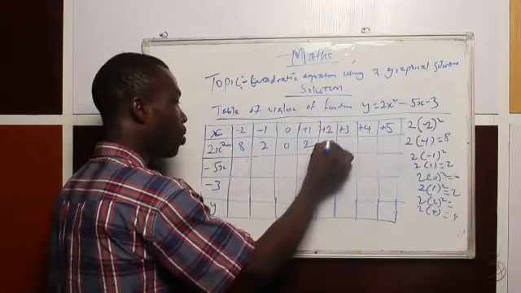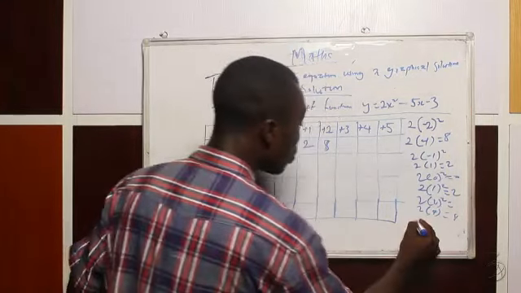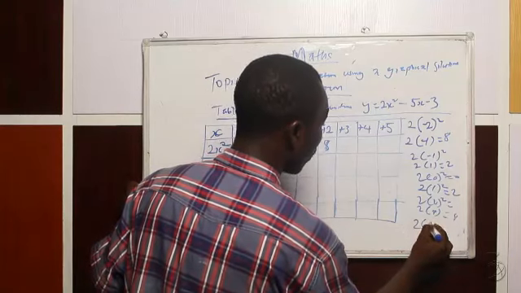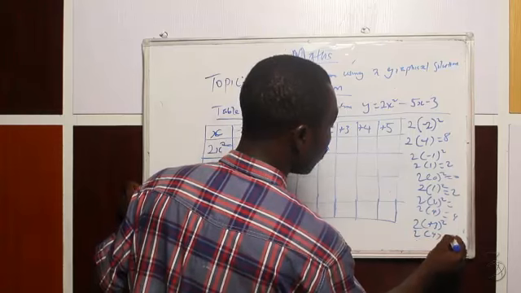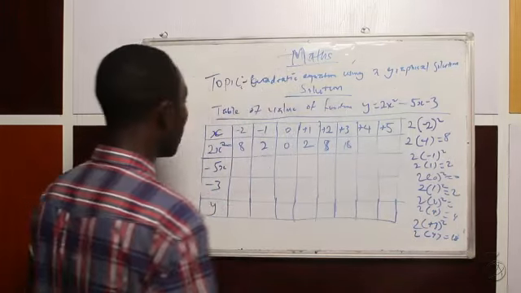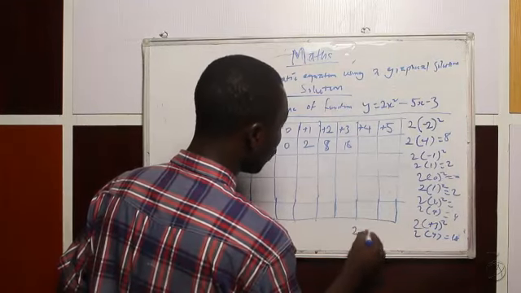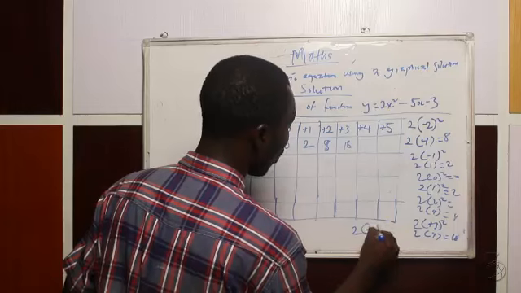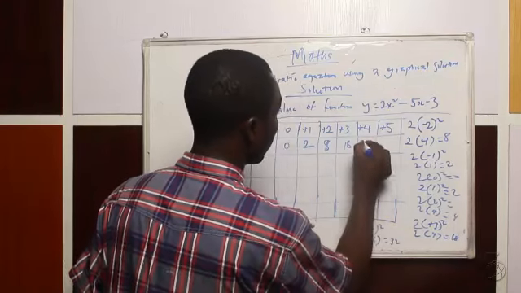Please don't be confused. Watch my steps for you to get your answer. Now 2 bracket into plus 3 squared, which is equal to 2 bracket into 9, which will give us what? 18. So this place is 18. Now let us continue because we have not yet concluded our answer. 2 bracket into plus 4 all squared, which is 2 bracket into 16, which will give us 32.